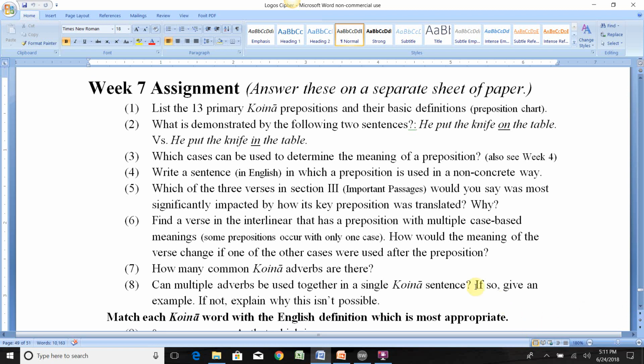So what were you trying to get at? I was trying to get at the fact that the context alone is not enough to tell you which preposition is correct. You can put different prepositions in there and still have something that'll work. You could put pretty much any preposition in there that you wanted to, and you could still have a complete sentence.